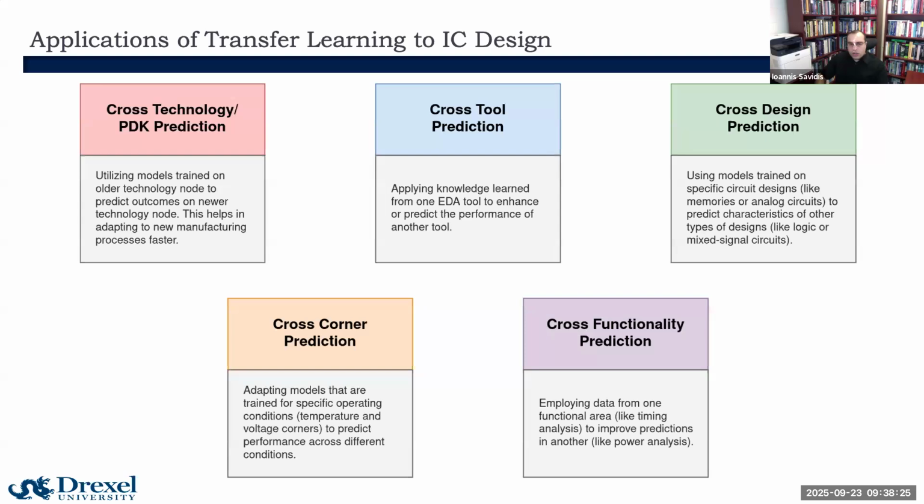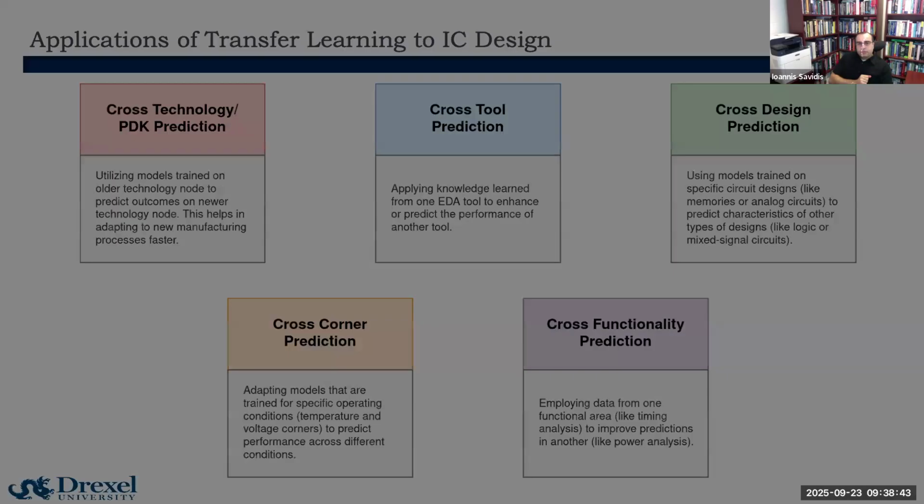basically to ensure that your IC is robust across these various scenarios. And then, of course, the cross-functionality, leveraging data from one functional area to improve the predictions in another. And so all apply to both digital and analog domain. And these are all forms of transfer learning that can be pursued.